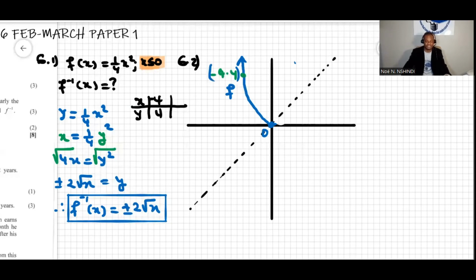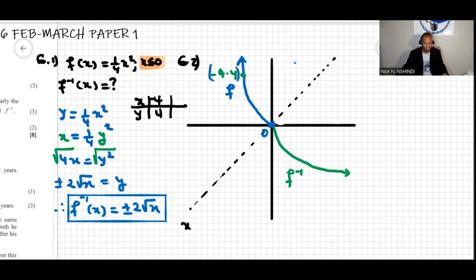Now, so this line must be symmetric to the other line. So this other line must come over, must be somewhere there. I'm going to draw it like this, something like that. This is the graph of f minus 1. And then if I take a point like 4, for instance, yes, I prefer to take a point like 4.